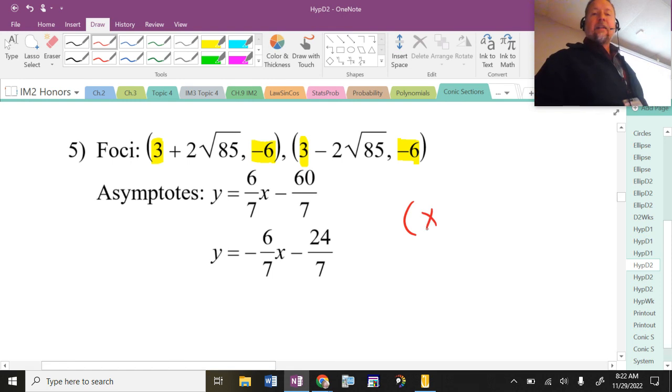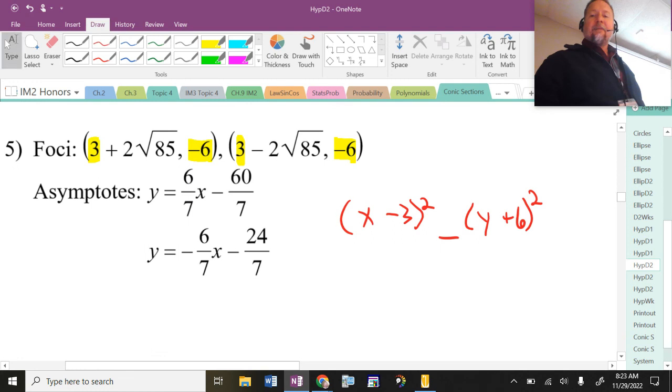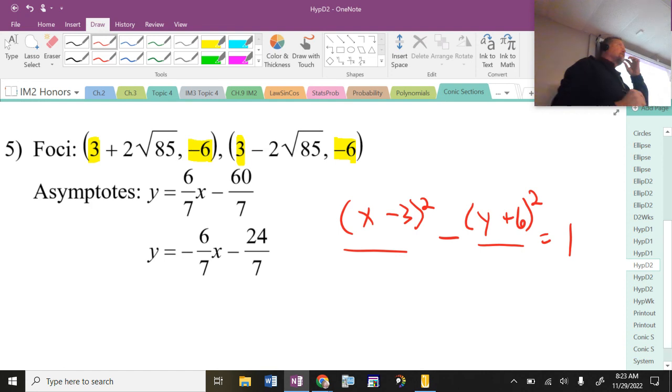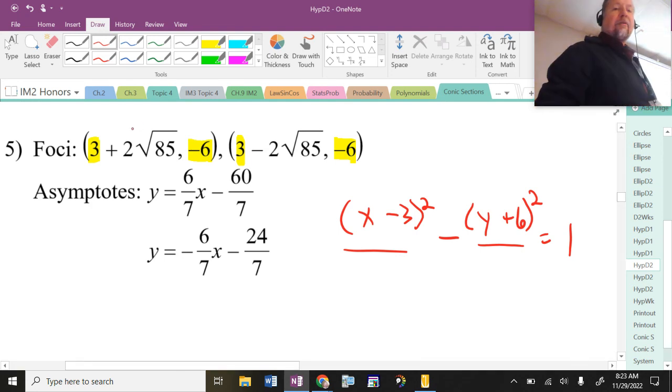And knowing it's a right-lefter, it's (x minus 3) squared minus (y plus 6) squared. Just by that, without even getting anything else, that is enough for me. Okay? Now, we do have a problem with this. I wonder if I'm going to be able to get out of this one. This is actually going to be a lot tougher than I thought.